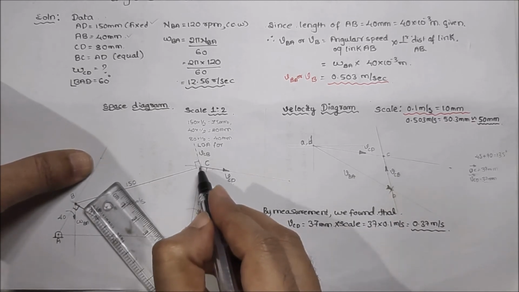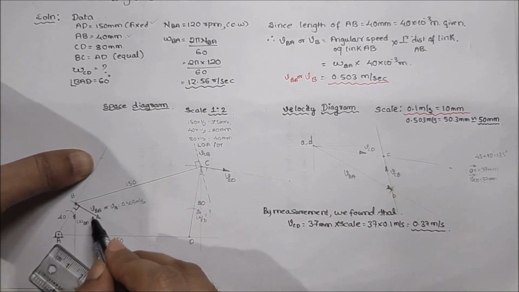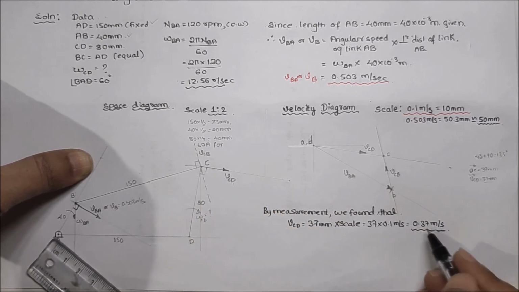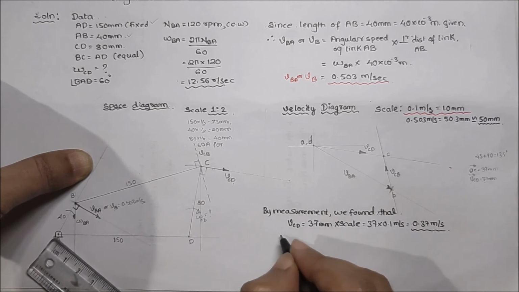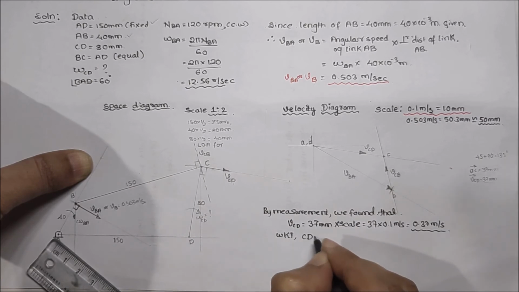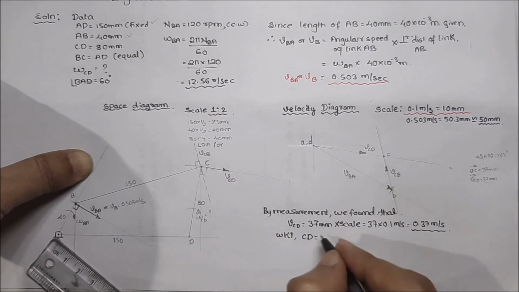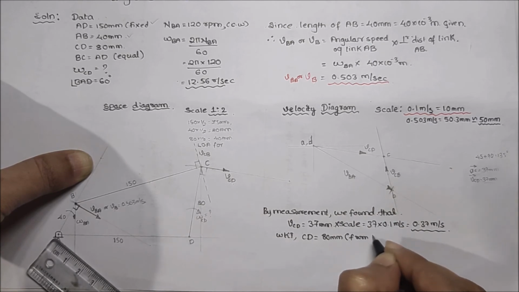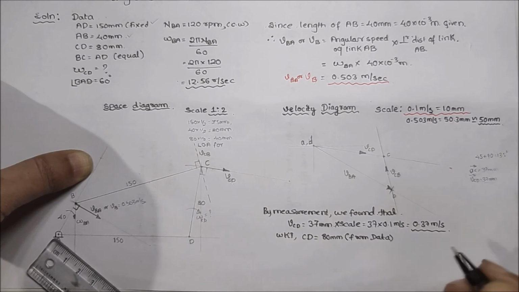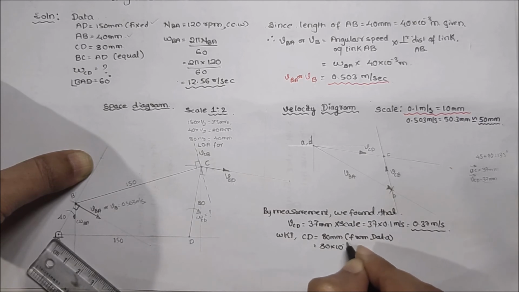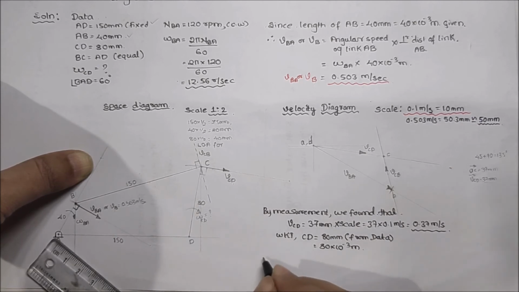That is, at this particular point, like velocity of B with respect to A, like that velocity of C with respect to D, that is 0.37 meters per second. And we know that CD equal to, CD we have here, that is 80 mm. So that only we should take, not the reduced scale, CD from data. Convert it into meters, better. So we'll forget otherwise.